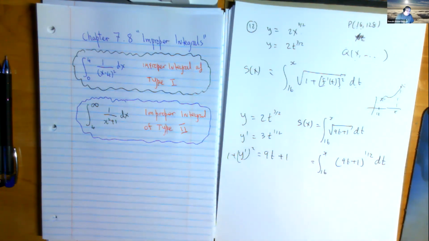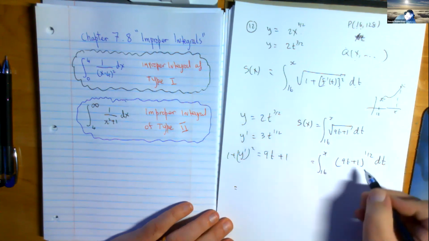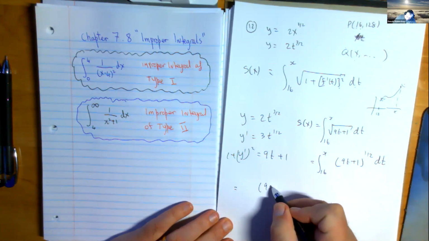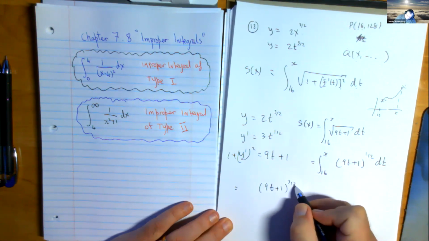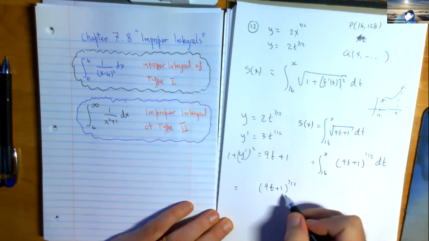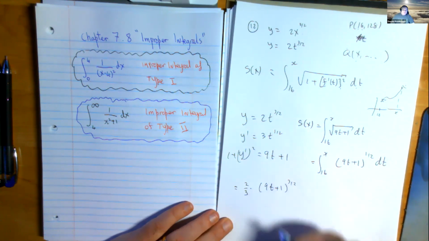Now you can either do a u sub of 9t plus 1 or you can use the linear shortcut method. I'm going to do the linear shortcut method. If you add 1 to its power, you get 3 halves. If you then divide by that, you get 2/3. And what does the 9t get me?